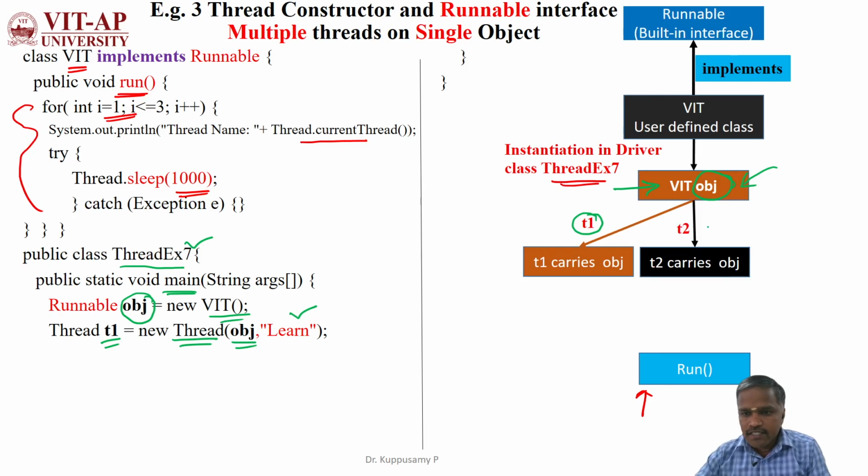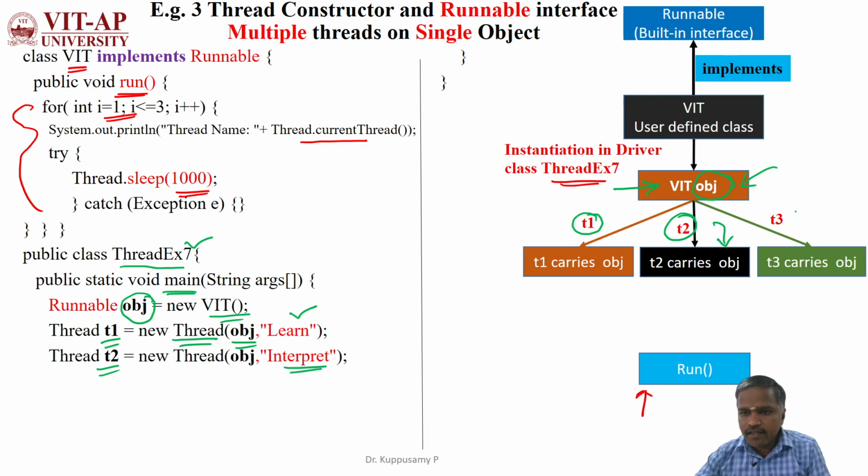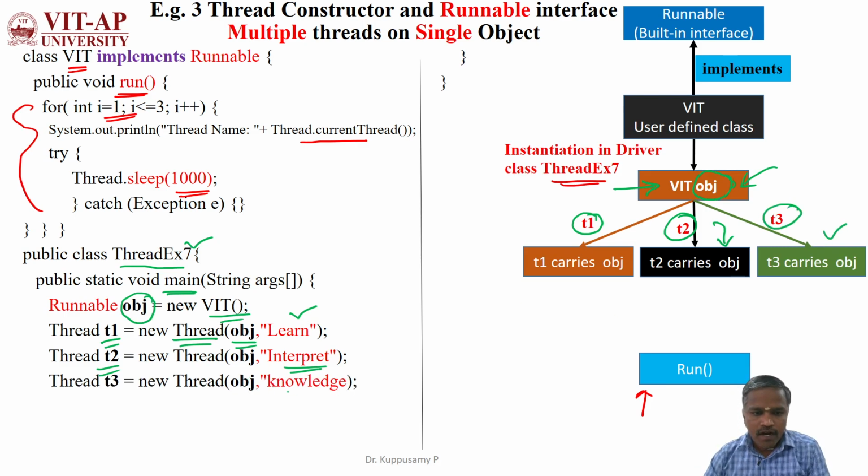Like that, the second thread t2 is created to carry the object obj. Here the name assigned for this is interpret. Then thread t3 is created to carry the obj variable and the name is assigned as knowledge. Now multiple threads, 3 threads, are accessing the single variable obj, right? So now we are going to invoke the start method for all these 3 threads.